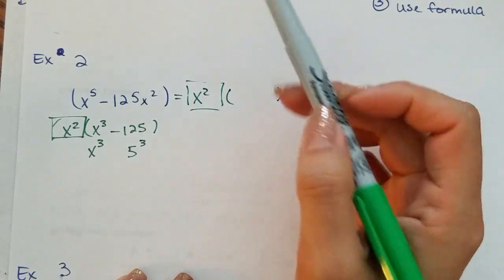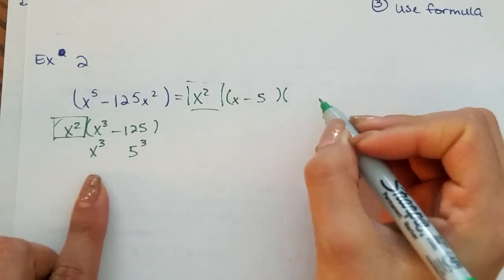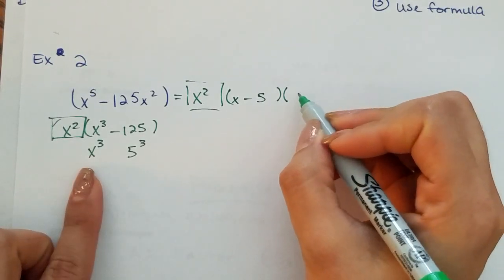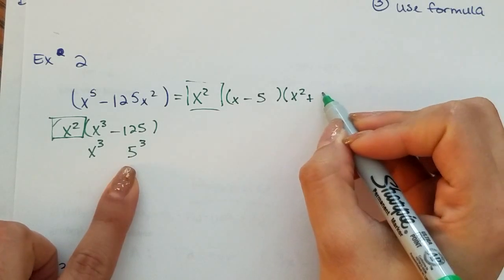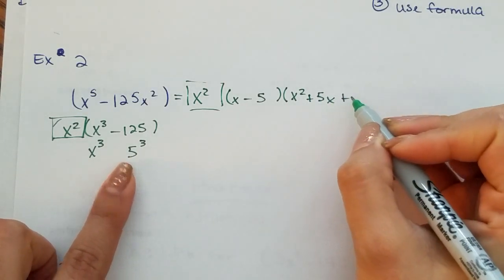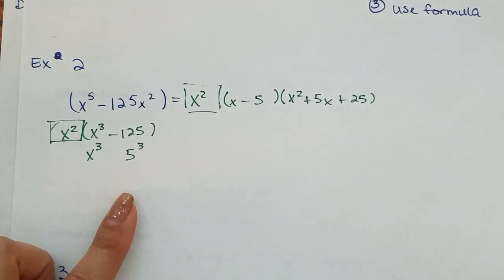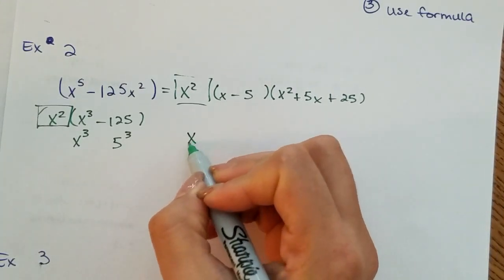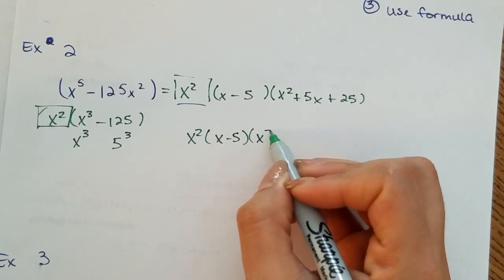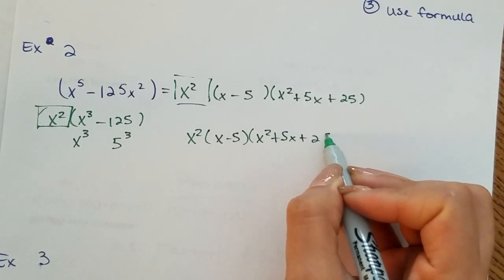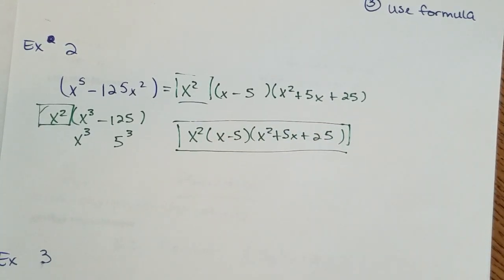Our first one is a minus b, so we have x minus 5 times a squared plus a times b, so this times this is going to give you 5x, plus our last term squared, so 5 squared is 25. Okay, so if you want to see it written nicely, you have x squared times x minus 5 times x squared plus 5x plus 25. And that's it. We have factored that expression there.